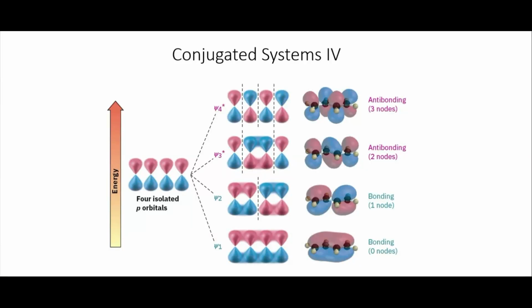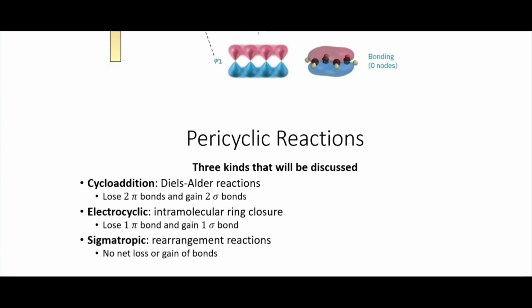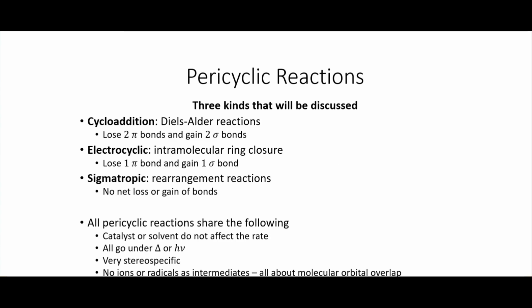In this video, I'm going to continue our discussion of conjugated systems. And in particular, we're going to be talking about what are called pericyclic reactions, which are reactions that are used with these conjugated systems. The one we'll be looking at today and in the next few videos are what are called cycloaddition or Diels-Alder reactions, where we will be losing 2 pi bonds and gaining 2 sigma bonds.